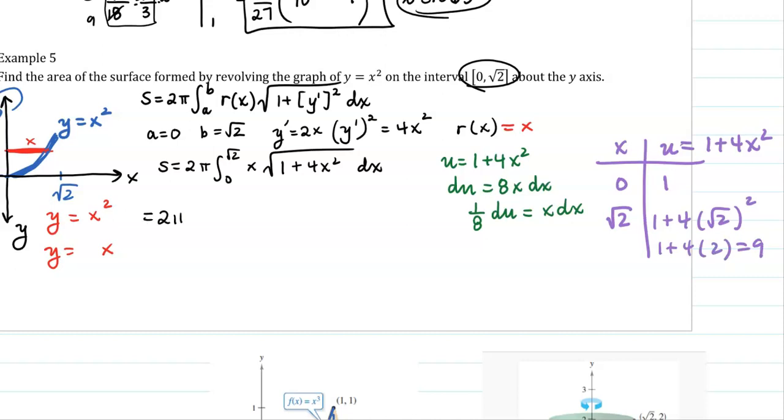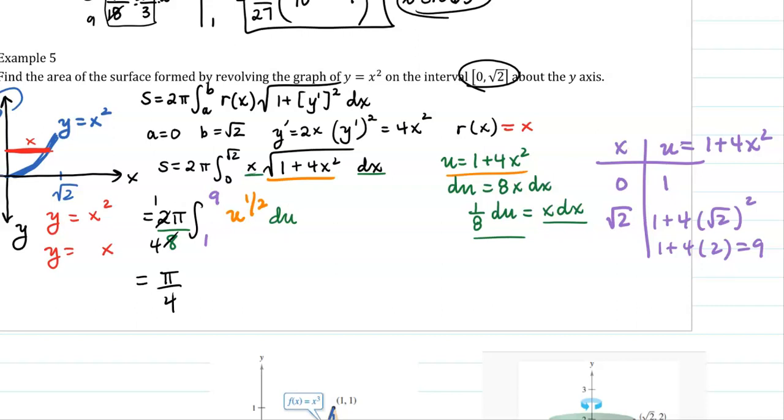So we have 2 pi. I'm doing the substitution now. Integral, new limits from 1 to 9. This x dx is getting picked up by 1/8 du. So I'll put a du at the end and an 8 in the denominator on the outside. And then the square root of 1 plus 4x squared is u to the 1/2 power. And now we're ready to integrate. So I'm going to simplify this 2 over 8 to a pi over 4. Increase the exponent on 1/2 up to 3/2. Divide by 3/2, which is multiplying by 2/3. And then we will evaluate this from 1 to 9.